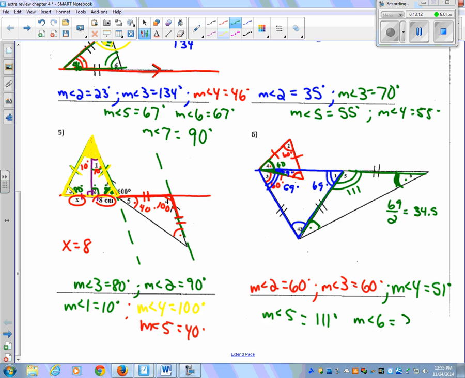Okay, so 34.5 for angle 6. Oops, 0.5 for angle 6. Okay, let's look at the other side.